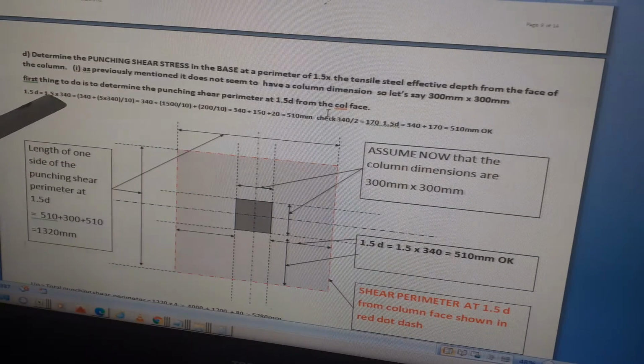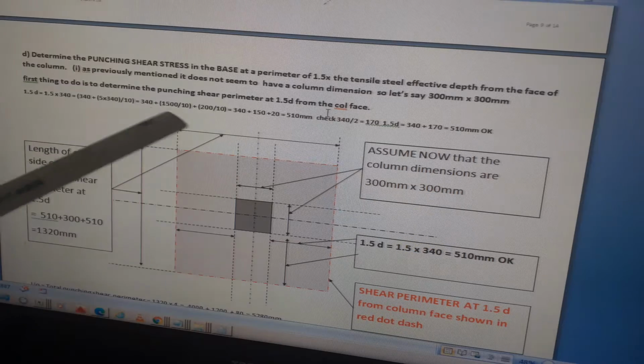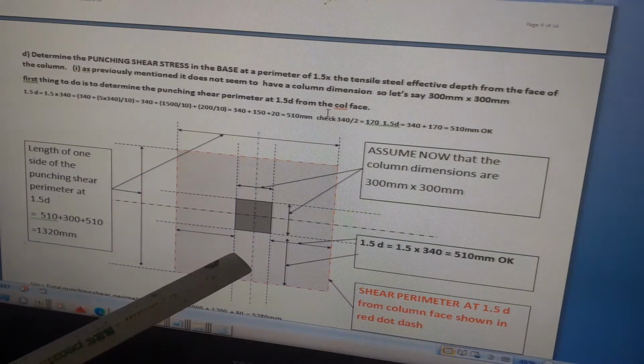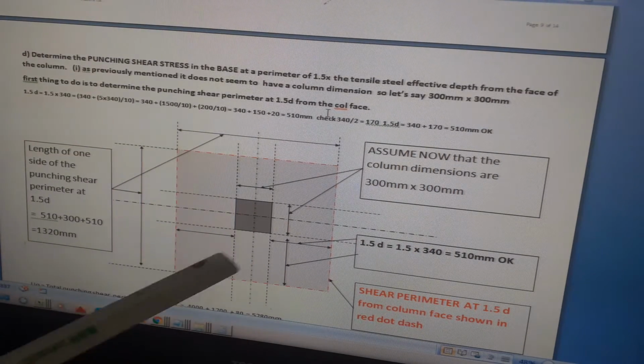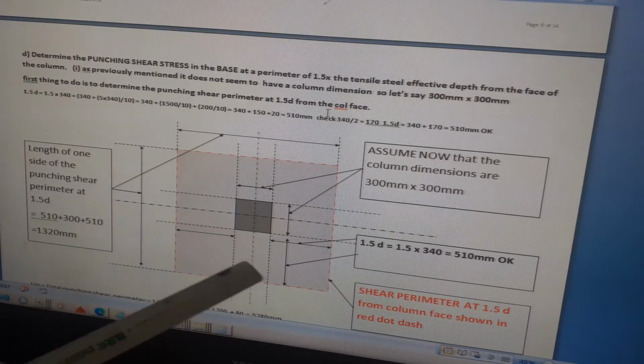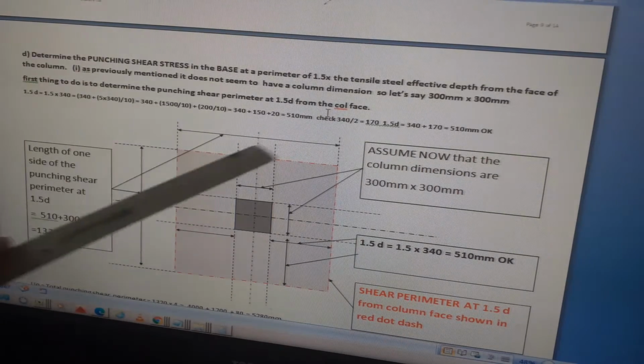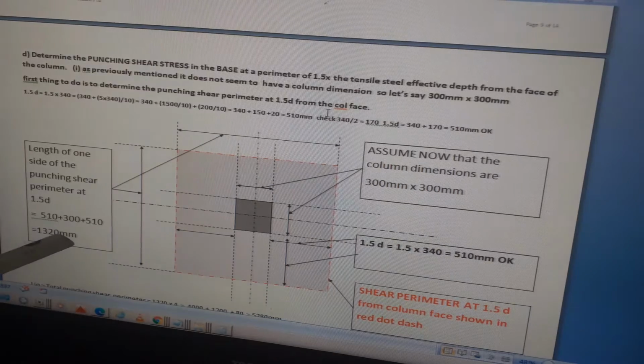So 1.5D is equal to 1.5 times 340 millimeters, and that is equal to 340 plus 170 equals 510. So that distance from here to here is 510 on each side. So it's 510, 300, 510. So the length of one side of the punching shear perimeter at 1.5D from the face of the column is equal to 510 plus 300 plus 510. That's equal to 1320 millimeters. So from here to here is 1320 millimeters. That's 510 times 2, 1020 plus 300, 1320.